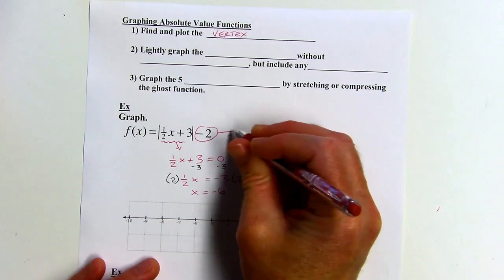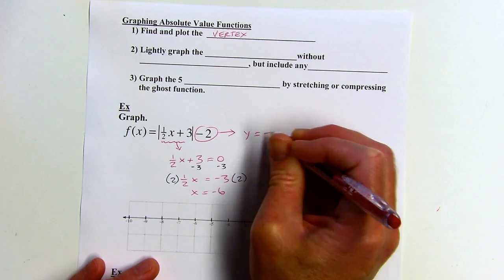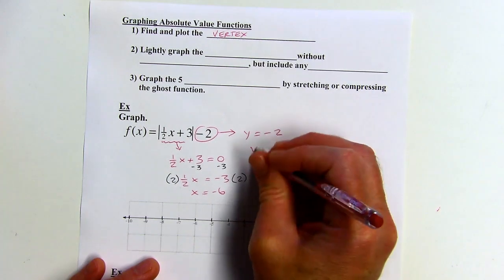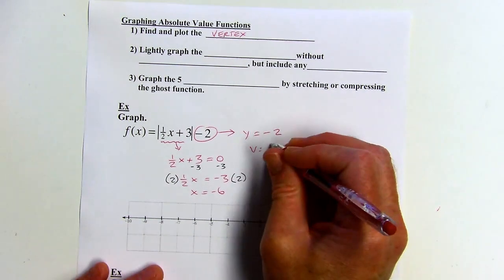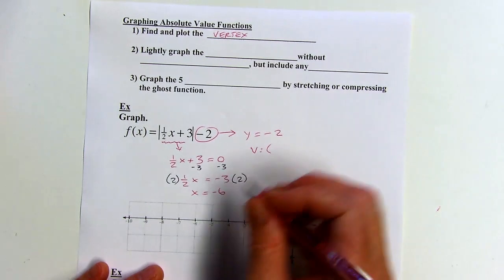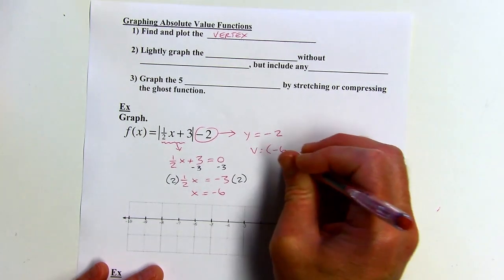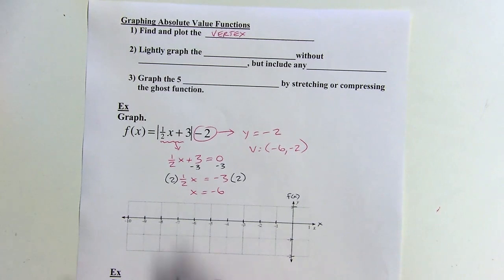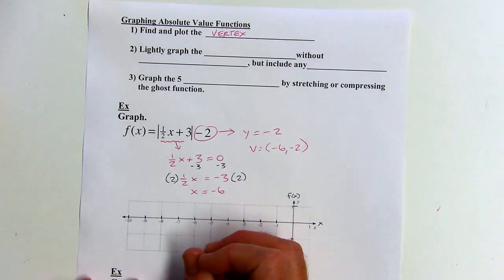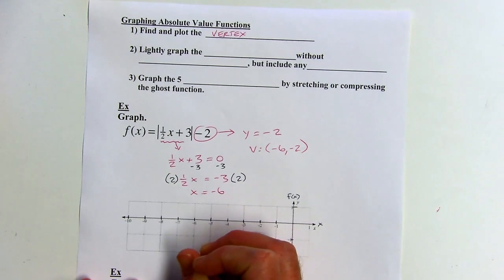My y coordinate is whatever is added or subtracted to the end. If there's nothing added or subtracted to the end, then your y coordinate would be 0, but here it's -2. So my vertex is going to be -6, -2, okay? And I'm going to go ahead and plot that on the graph. -6, -2 is right here, okay?